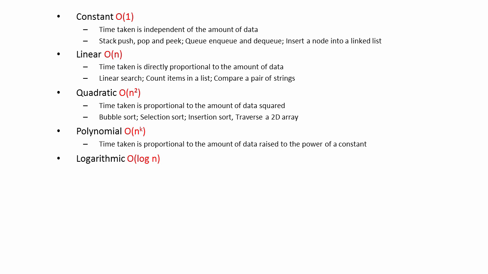In the case of logarithmic complexity, the time taken is proportional to the base 2 logarithm of the number of items in the data structure. This means that if the amount of data doubles, the number of operations and therefore the time taken grows by only 1 unit. This is good scalability.